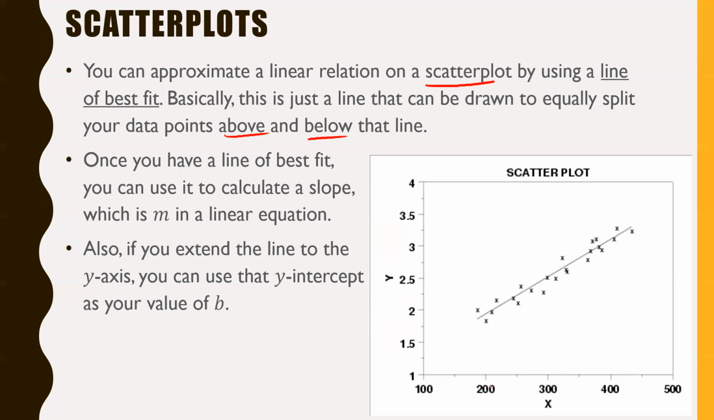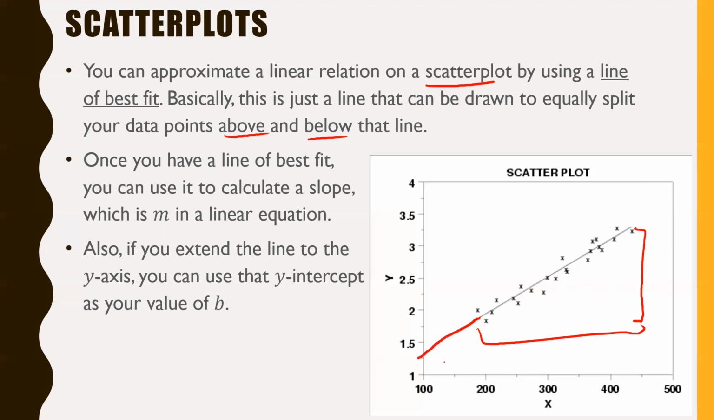Now, once you have a line of best fit, you can use it to calculate a slope, which is m in a linear equation. So once you have this line of best fit drawn, just pretend you don't have a scatter plot at all. You can find your slope, your rise over your run, and you can go to town on it like you usually would. Also, if you extend the line to the y-axis, this line is a perfect example of extending it. If you try to extend it as best you can, it'd be way easier with a ruler.